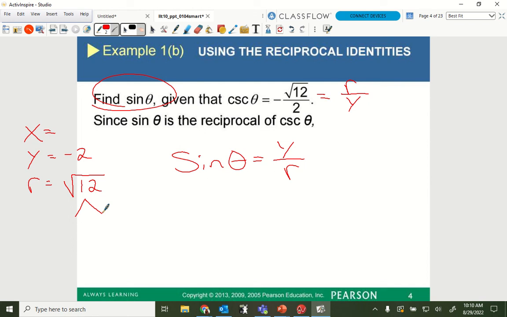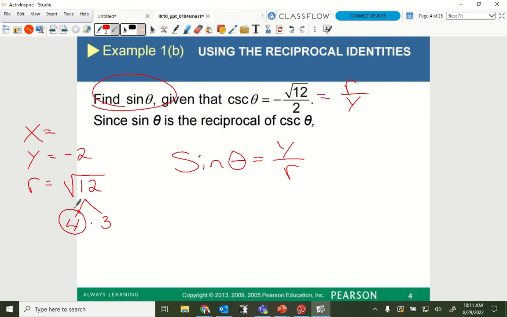So, I'm going to break this up. Is there a perfect square in that 12 that I want to take out? Give me two numbers that multiply together to give me 12. 2 and 6, but is either one of those a perfect square? No. 4 and 3. 4 times 3 is 12, isn't it? Is 4 a perfect square? Yes. What is the square root of 4? 2.